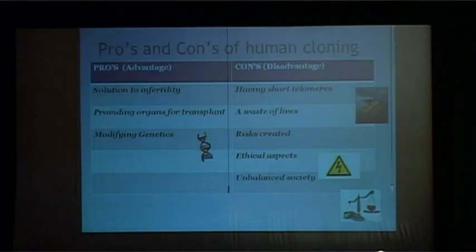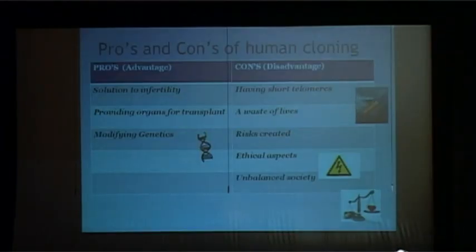As for the disadvantages of human cloning, it is that it may cause the clone to have short telomeres. Many people don't know the importance of telomeres. Short telomeres may cause people to have short life expectancy or even early deaths. And secondly, it is a waste of lives. According to my information, Dolly the sheep took 272 attempts until it succeeded. If we have to clone a human, wouldn't it take more attempts?